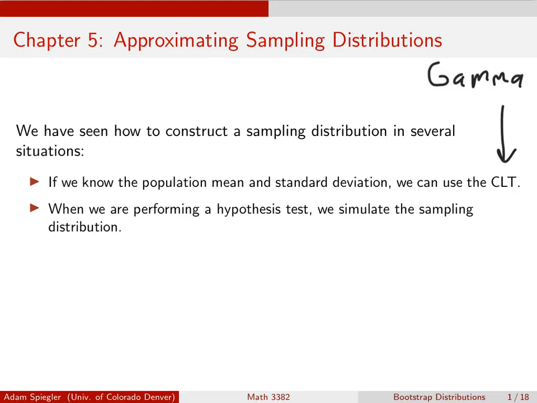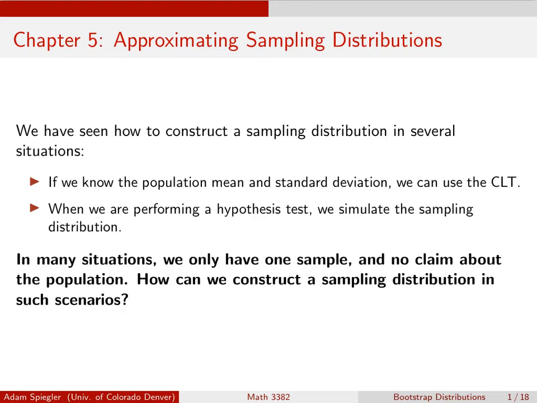So the question might be, well, what happens if I don't have any claim in mind about a population, but I want to come up with an estimate, like what is the mean delay time for United flights? So there's no claim about that value. I don't have access, so I don't know what the population mean and standard deviation are. So how can I create a sampling distribution and then answer some questions based on that sampling distribution?